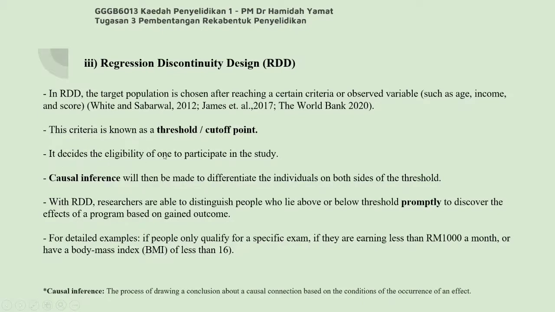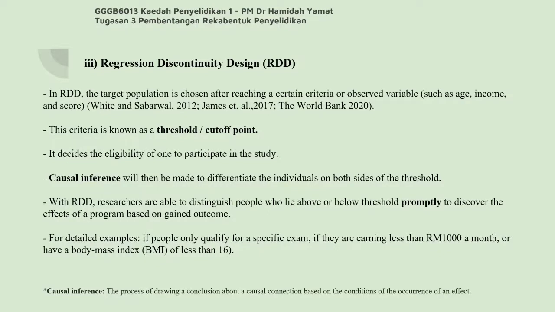RDD decides the eligibility of one to participate in the study. After choosing, causal inference will then be made to differentiate the individuals on both sides of the threshold. The advantage of RDD is researchers are able to differentiate the people who lie above or below the threshold immediately to find out the effects of a program based on the gain outcomes.